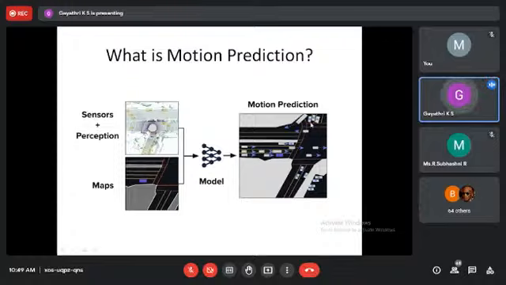Huge research is happening in motion prediction. This in itself is a very, very vast area. It looks very simple, but it is a very big research area where a lot of efficient algorithms, sensor fusion, and more are being developed to build these motion prediction models.